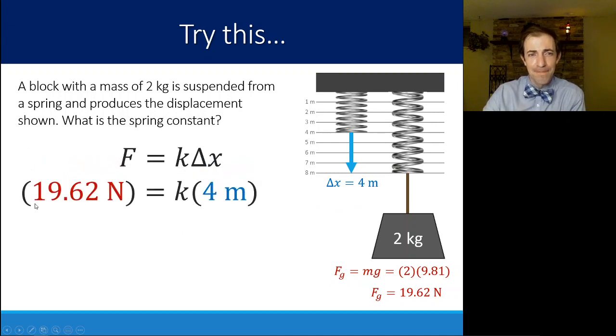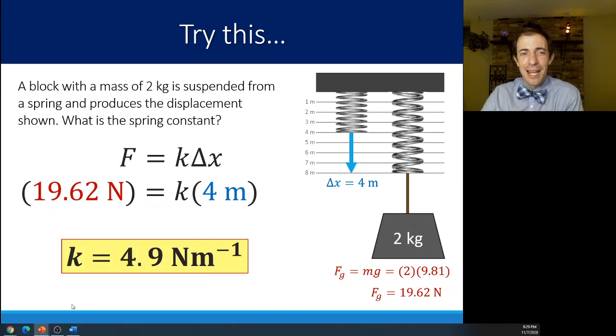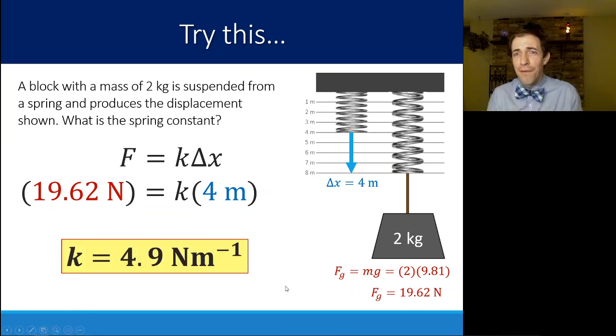So we plug those in. 19.62 is equal to K times 4. And you can find that K is about 4.9 newtons per meter, which means that for every new meter that you pull, you're going to have to pull another almost 5 newtons than you were the meter before. So for the first meter, it requires about 5 newtons. Second meter requires about 10, 15 to stretch to 3 meters, and so on.